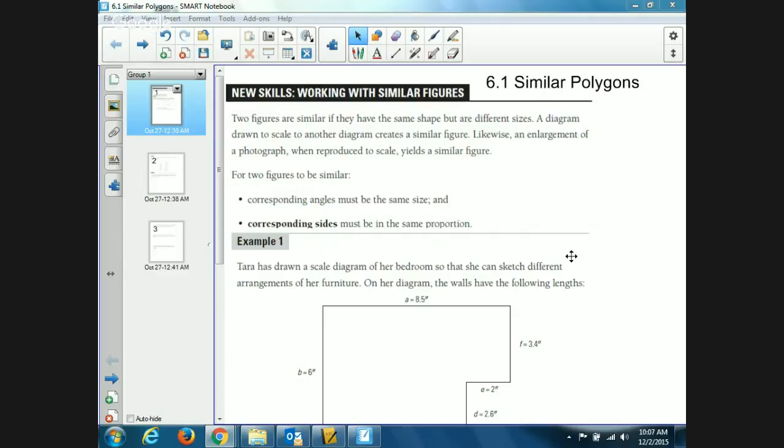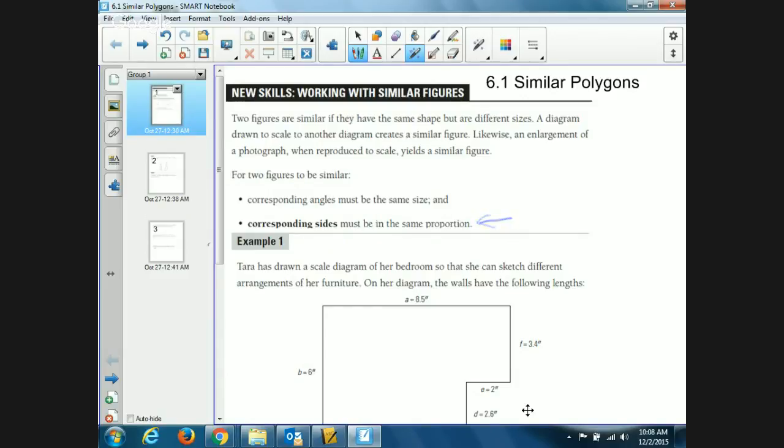So, let's read this here. Two figures are similar if they have the same shape but are different sizes. We'll see in a second. A diagram drawn to scale to another diagram creates a similar figure. Likewise, an enlargement of a photo when reproduced to scale yields similar figures. For two figures to be similar, corresponding angles must be the same size, and corresponding sides must be in the same proportion.